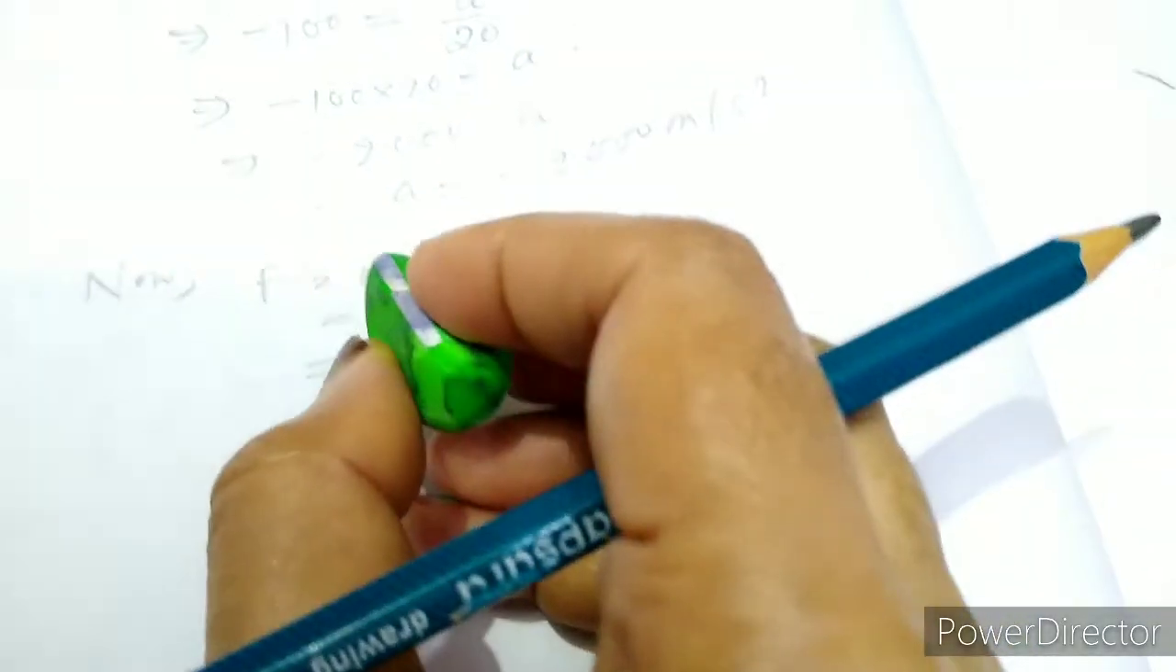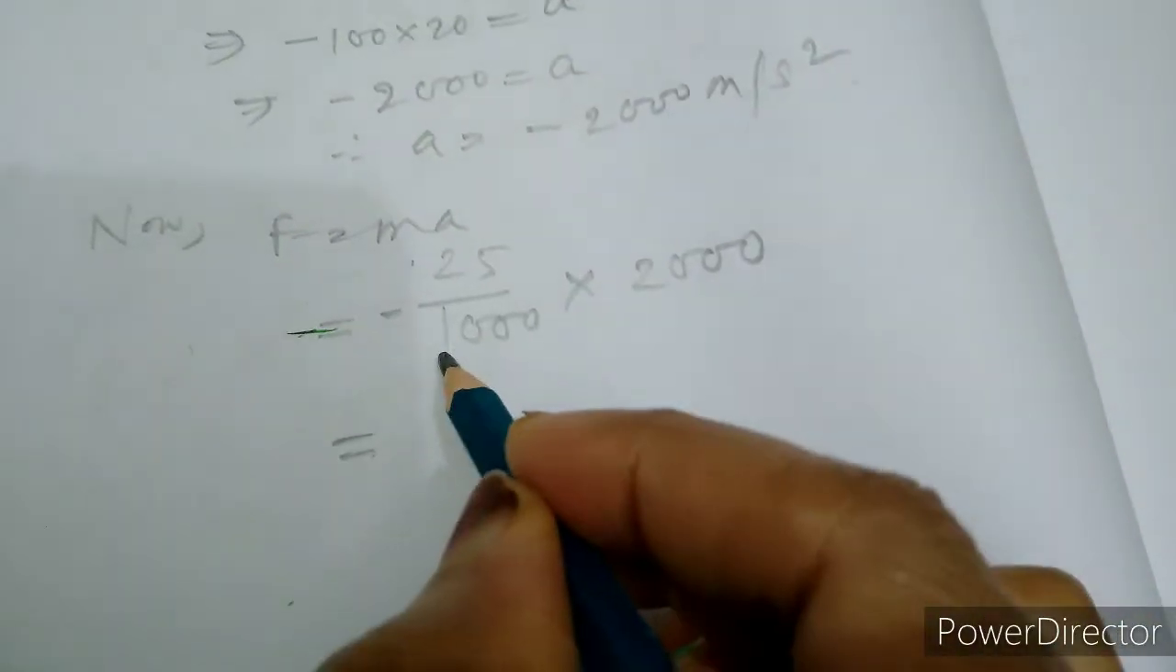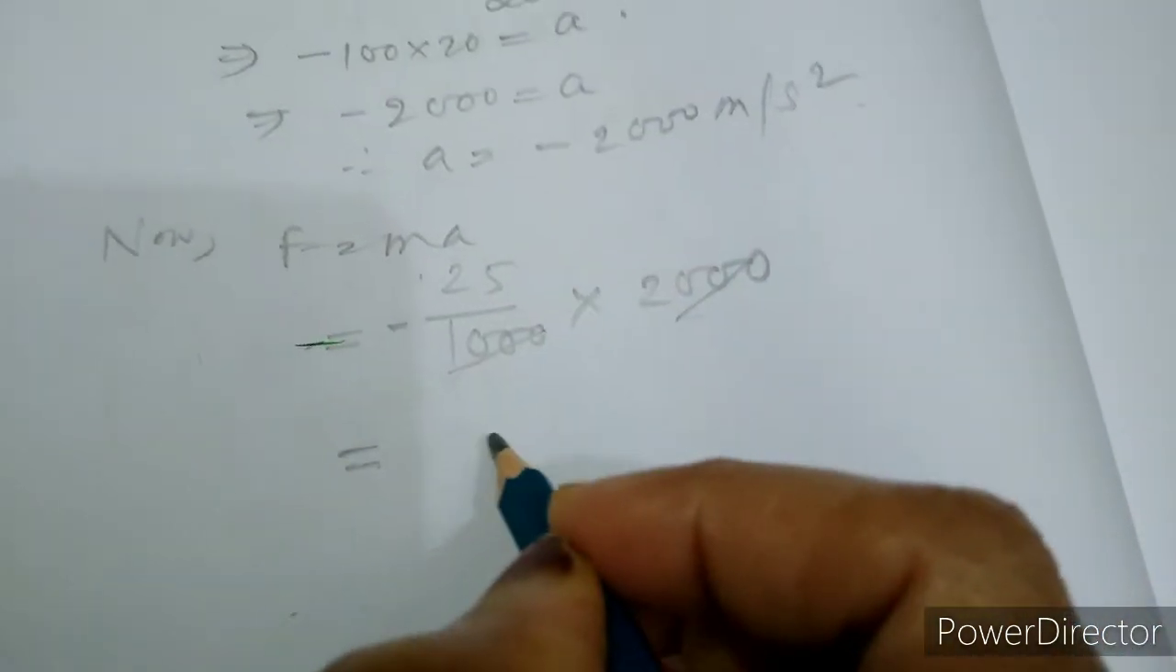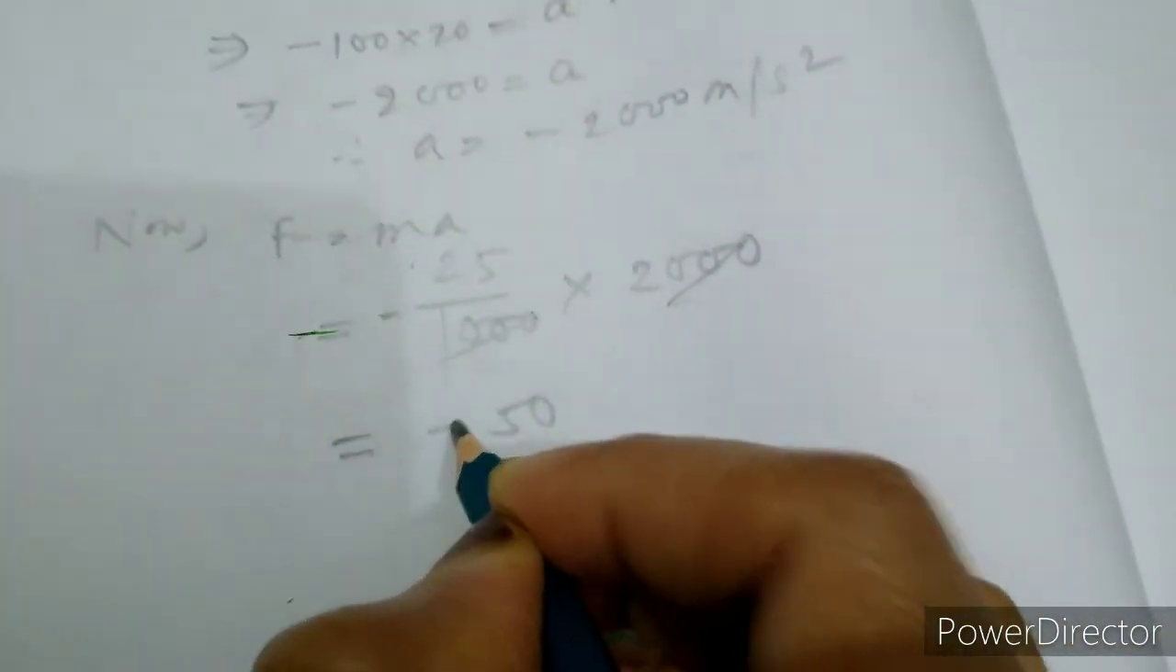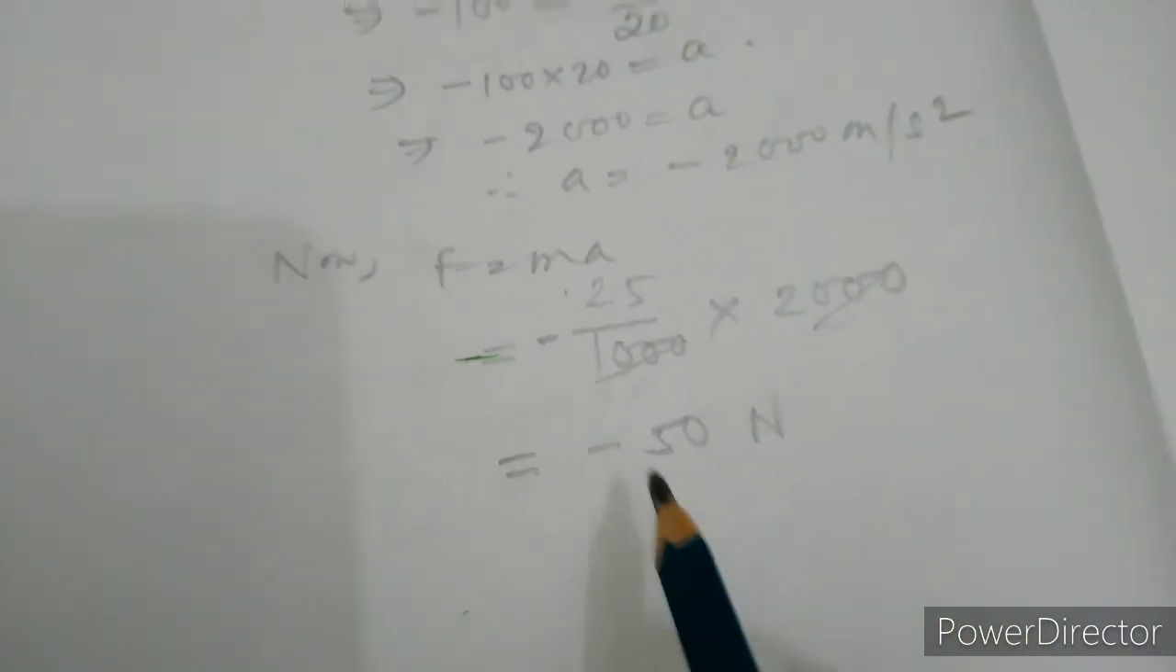Okay. So these zeros are cancelled, so this is minus 5 Newton. Okay, this was the force. So this is the value of the force.